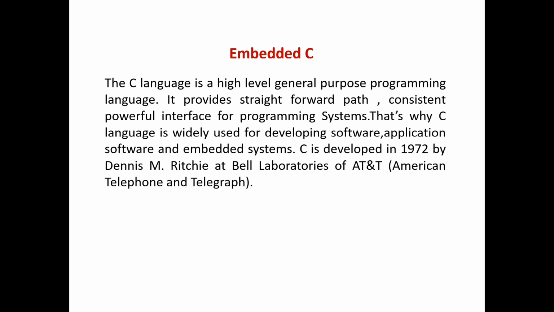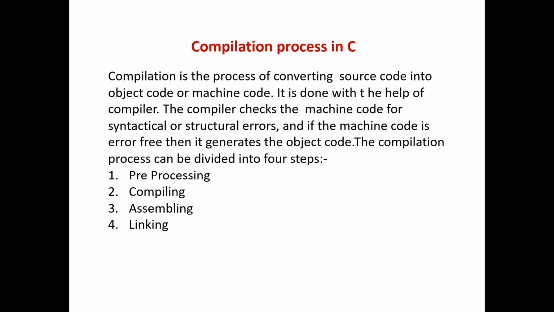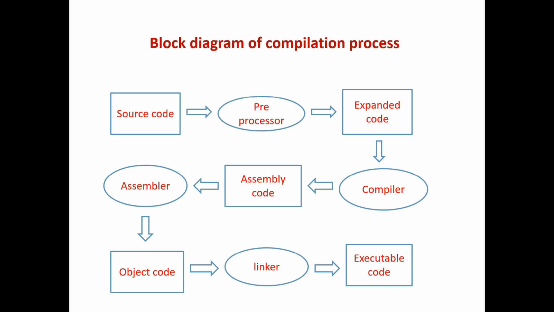C was developed in 1972 by Dennis M. Ritchie at Bell Laboratories of American Telephone and Telegraph. Compilation process in C: compilation is the process of converting source code into object code or machine code. It is done with the help of a compiler. The compiler checks the code for syntax or structural errors, and if the code is error-free, then it generates the object code.